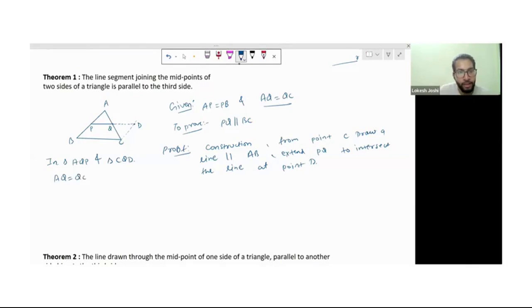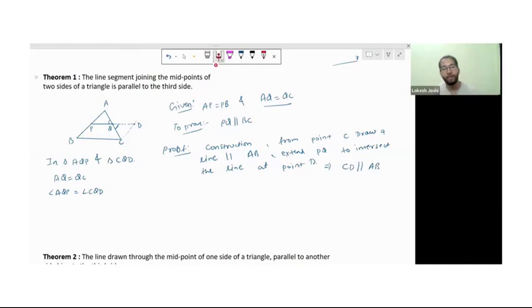And one thing we have after that, that these are vertically opposite angles. So we can say angle AQP is equal to angle CQD. Now what is our construction? Our construction is like that we have extended the line CD such that CD is parallel to AB. We have one more thing according to construction, that CD is parallel to AB.